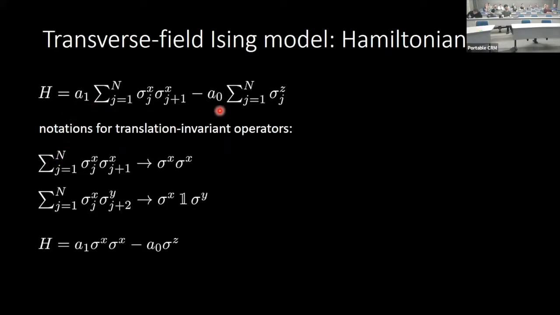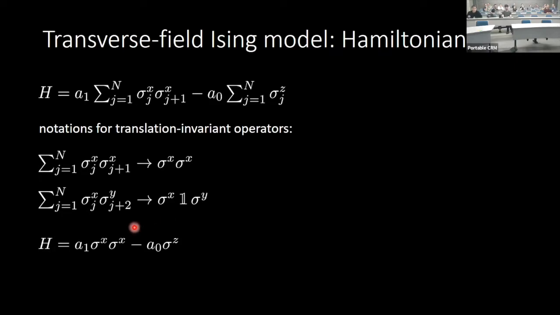Since the Hamiltonian is translation invariant, and I assume translation invariance here, periodic boundary conditions, and we wish to study a translation invariant operator, we can actually drop these sums and these indices. So, for example, the sum of this nearest neighbor interaction is written simply like this. The sum of this next to nearest interaction is written like this. Note this identity operator, which tells us that this is the next to nearest interaction.